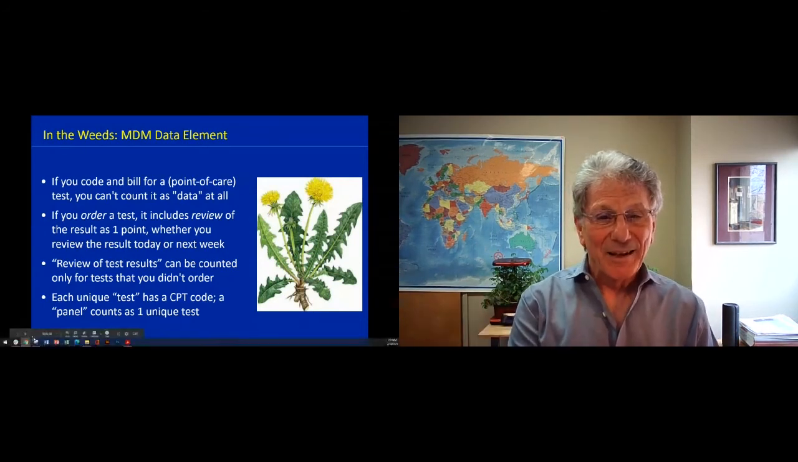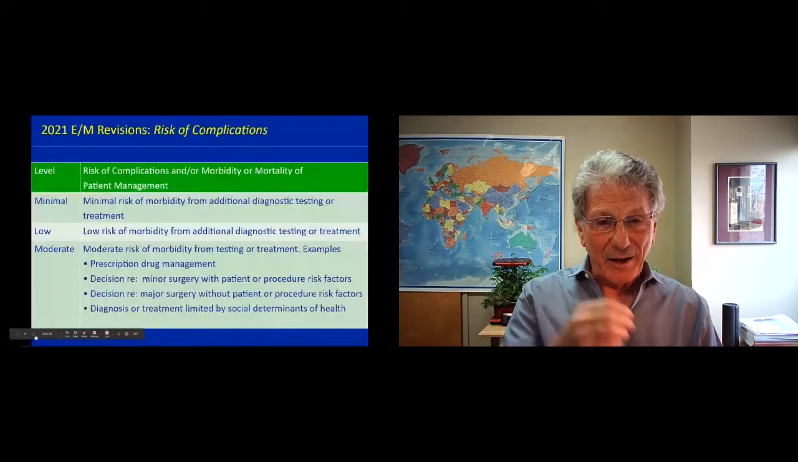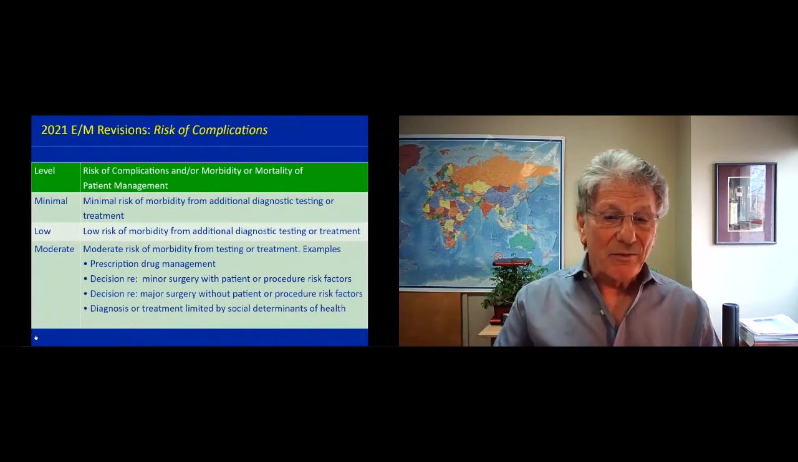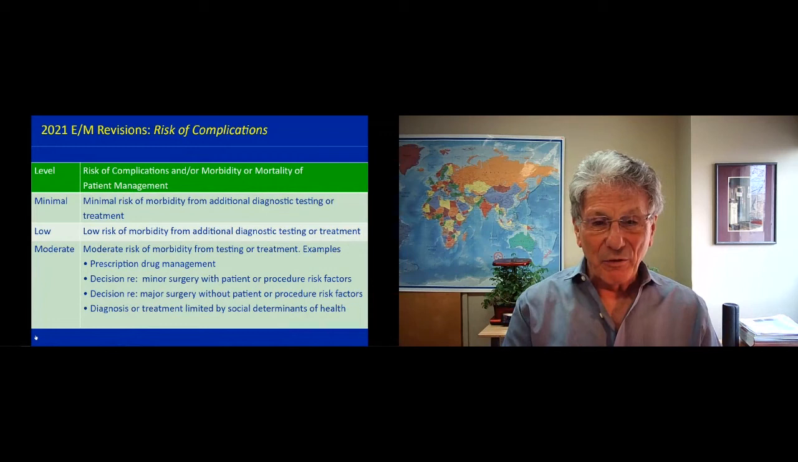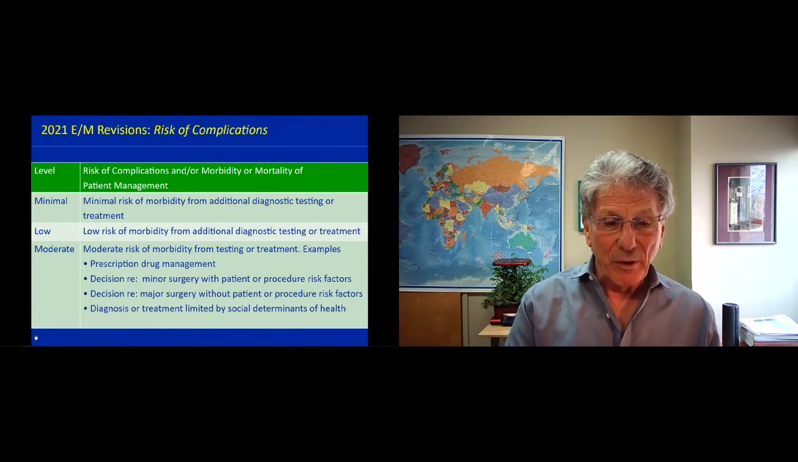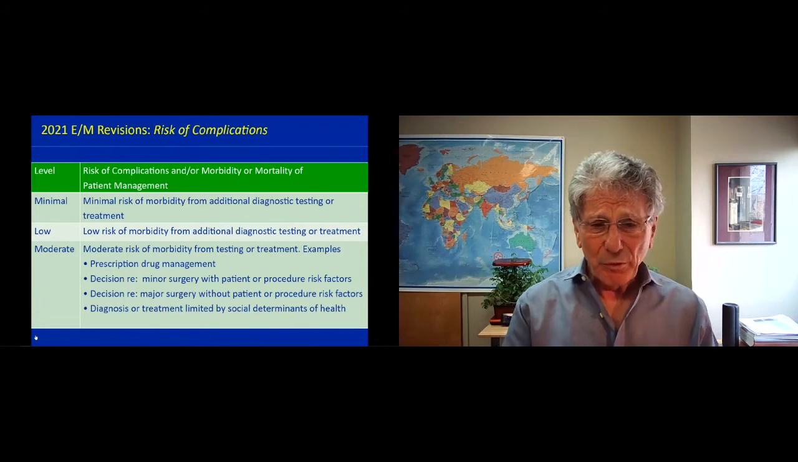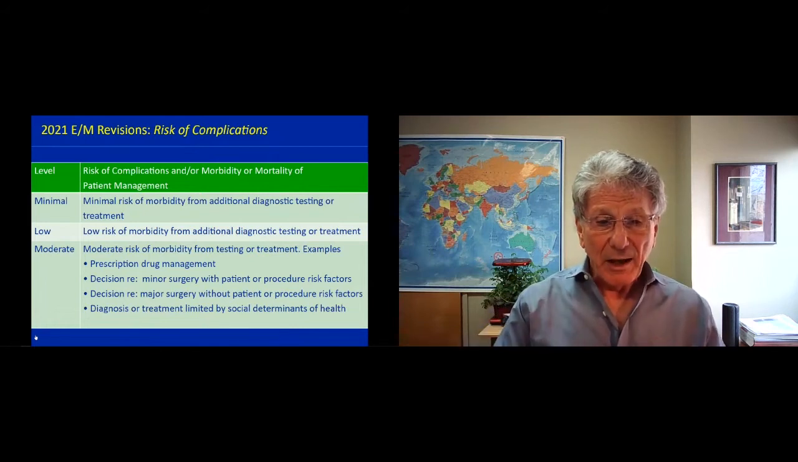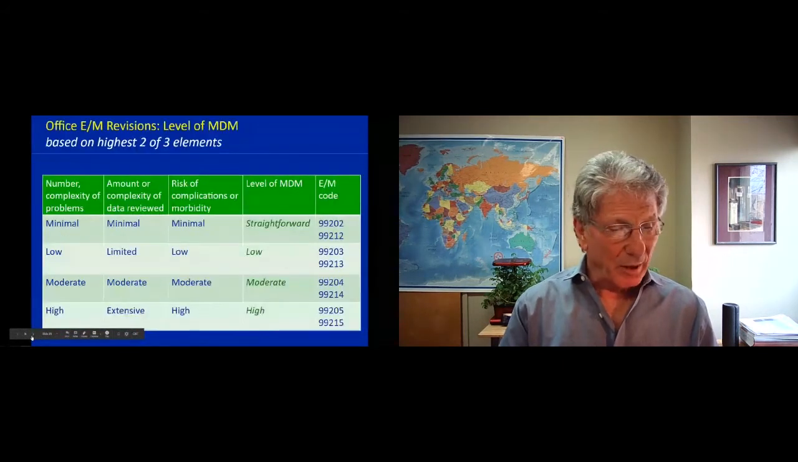Okay, next slide. All right, now we finally get to the third element, which is the risk of complications. So minimal means there's really no risk of complications for what we're managing. Low means a low risk of morbidity from additional diagnostic testing or treatment. But for moderate, I want you to notice the first bullet, which is prescription drug management. So if you prescribe pills, patch, ring, or IUD for a patient, it automatically counts as moderate in that third category of risk of complications. Next. This will become much clearer once we do our cases in just a few minutes.